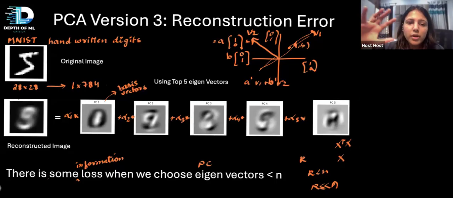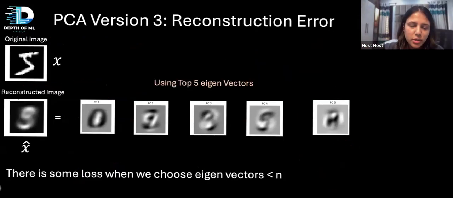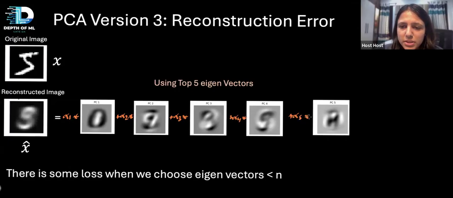Minimize it, right? So we would want to minimize this reconstruction error. So let's see how that formulation happens. Now let me call this original image X and this reconstructed image X cap, right? This is what we have been seeing. And this is some alpha 1 times PC1 plus alpha 2 times PC2 plus alpha 3 times PC3 plus alpha 4 times PC4 and alpha 5 times PC5.